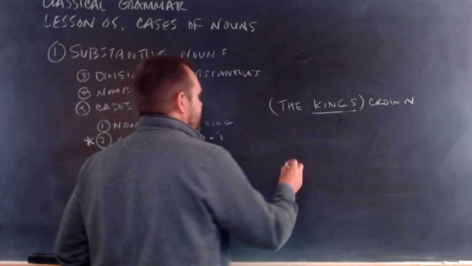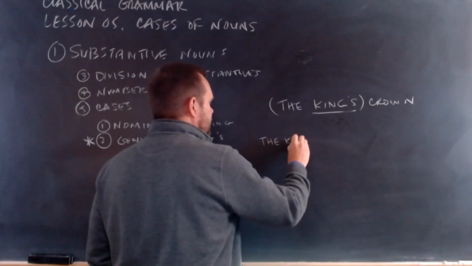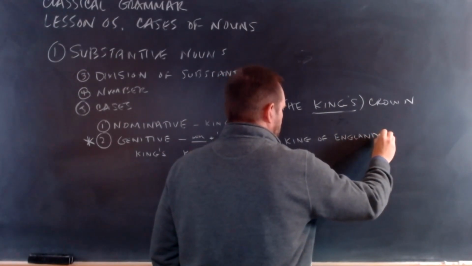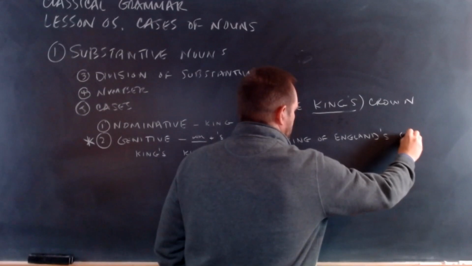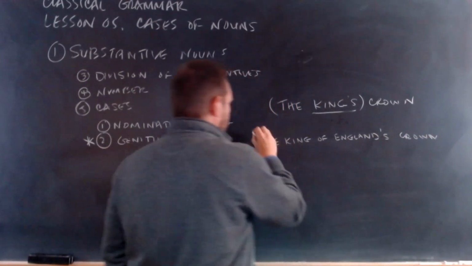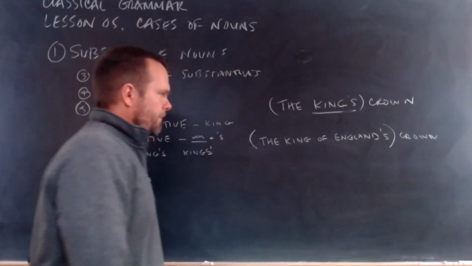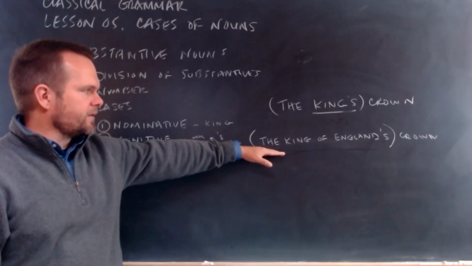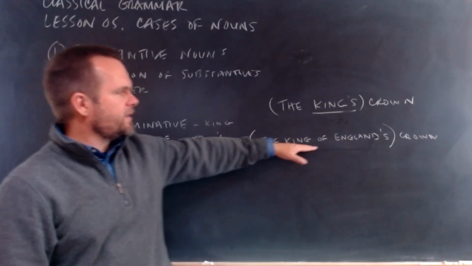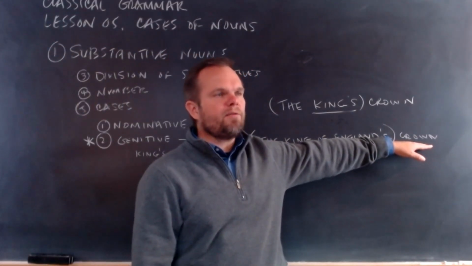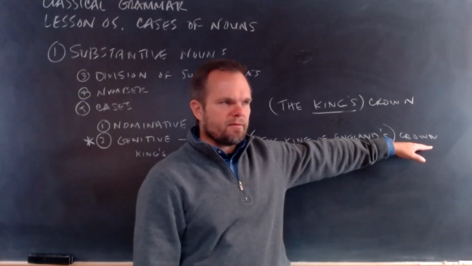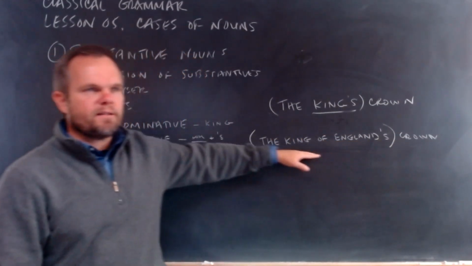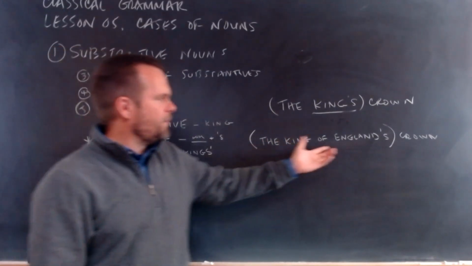What if we wanted to say the King of England's crown? So what if our idea is more complex? This whole entire expression is in the genitive case. This whole entire expression expresses to whom the crown belongs, or of whom, or of whose the crown is. You got that? This whole expression is the genitive case.